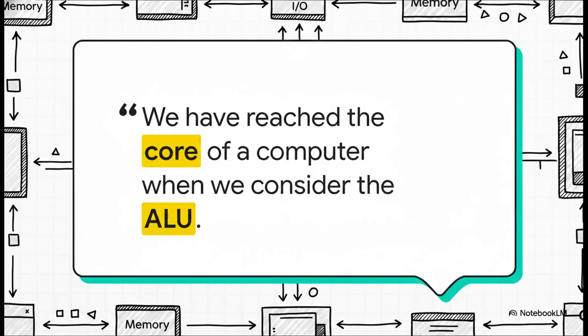And that actually brings up a really profound point from our source text. We have, in a sense, reached the core or essence of a computer when we consider the ALU. I mean, think about it. Everything else, your memory, input/output devices, even the control unit, it all basically exists just to bring data to the ALU for processing and then take the results away. Without the ALU, your computer is literally just shuffling data around with no real purpose.